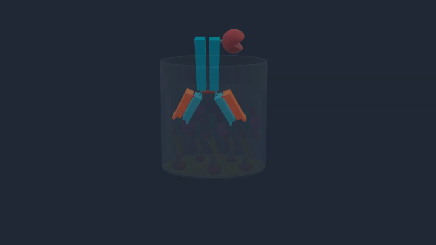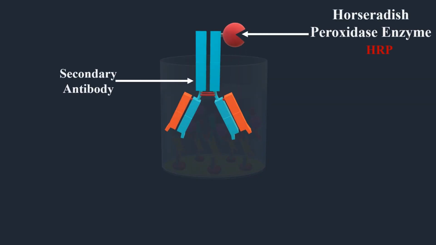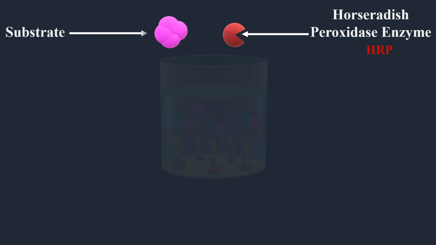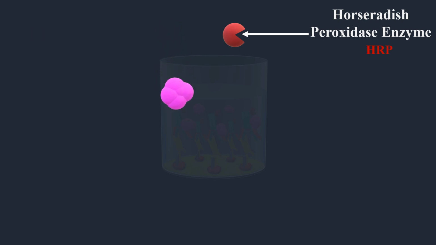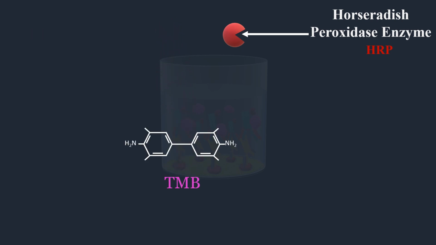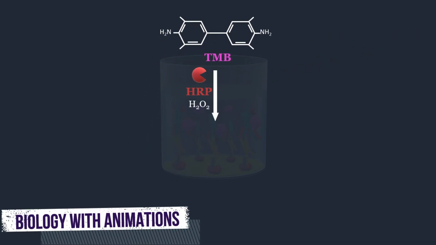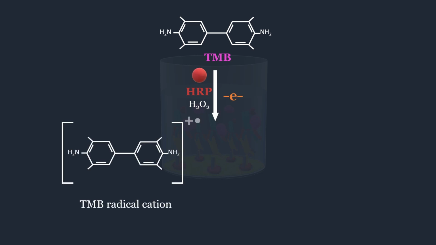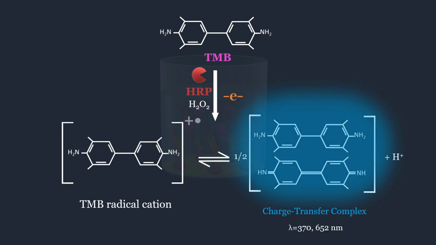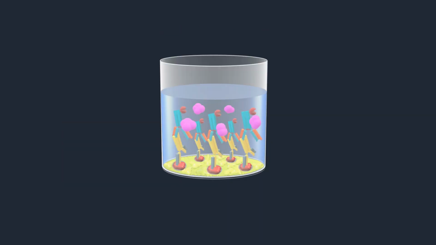To enable the detection in indirect ELISA, the secondary antibody is typically labeled with an enzyme, such as horseradish peroxidase, HRP. Various detection reagents have been developed for HRP, but one of the most widely used chromogenic substrates is tetramethylbenzidine, TMB. In the presence of hydrogen peroxide, HRP enzyme catalyzes the oxidation of TMB, resulting in the formation of two intermediate oxidation state products. One product is a colorless TMB cation radical, which is in equilibrium with a blue-green colored charge transfer complex, CTC. When antibodies are present, a color change occurs, and the wells exhibit a blue color.